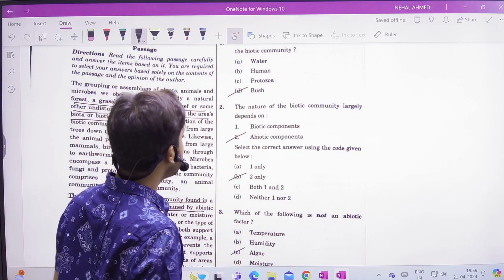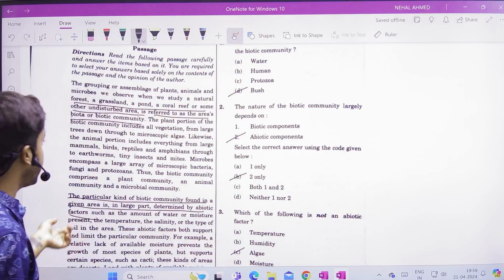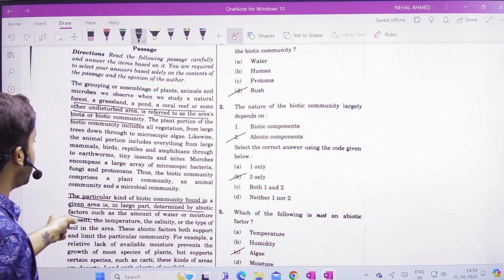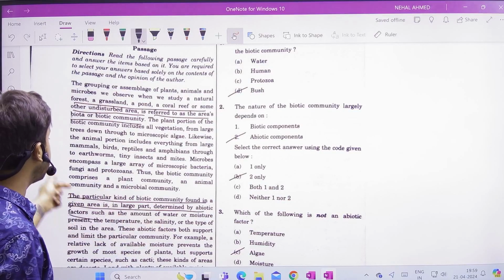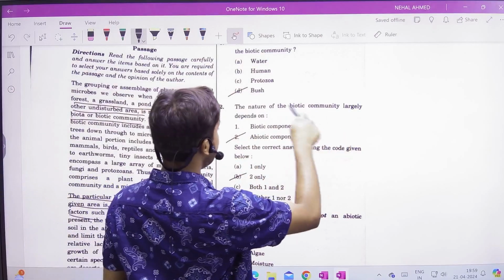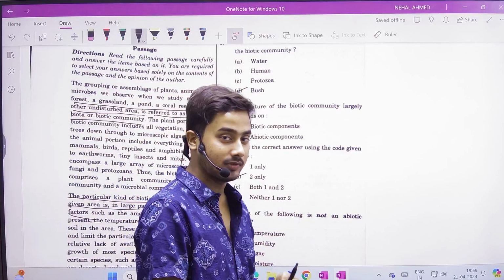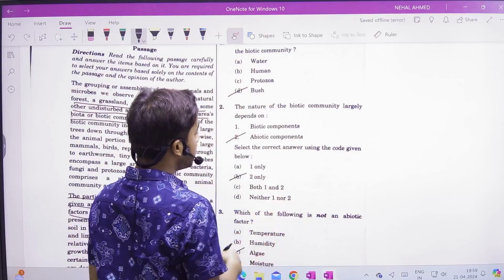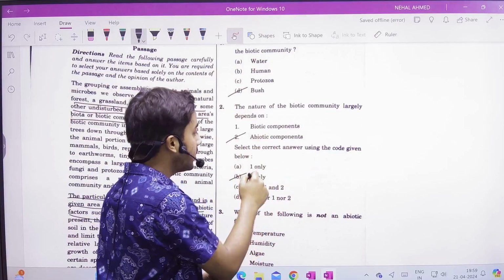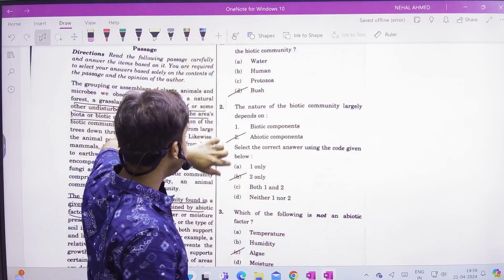For question number 2, the nature of the biotic community largely depends on, so this is the line which I think had the answer. The particular kind of biotic community found in a given area is in large part determined by the abiotic factors, right? So the nature of the biotic community largely depends on the abiotic components of that place. So abiotic components is the right answer, and we were instructed to select the correct answer from the codes given below, so I have selected B, which is 2 only, right?